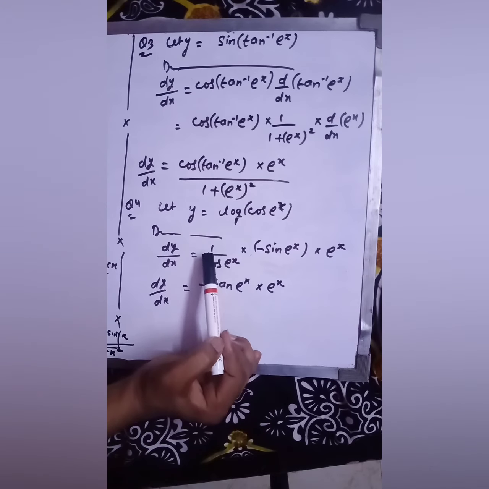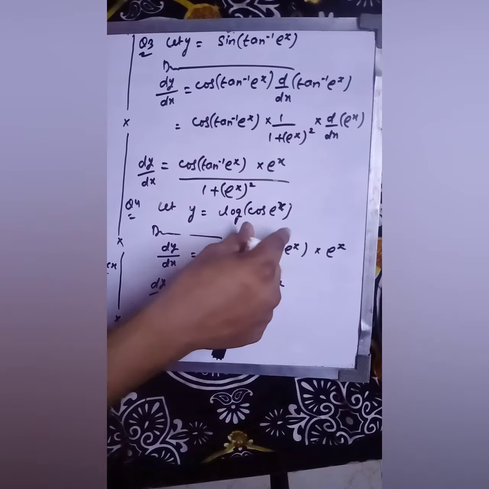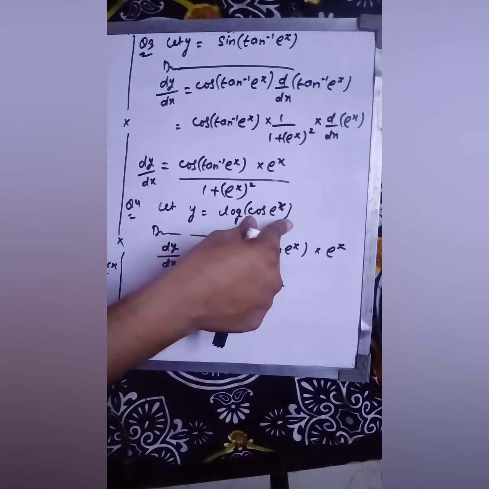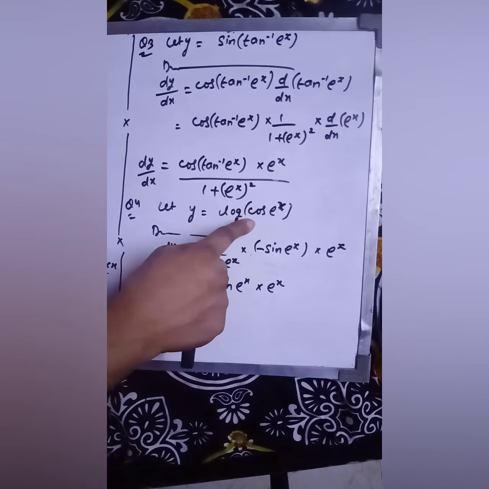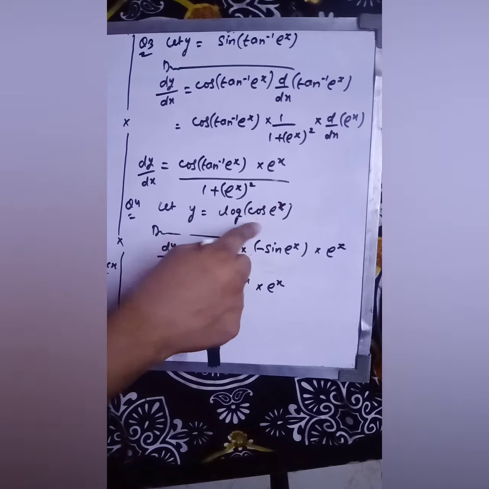Here I'm not showing dy by dx, I'm just directly finding the derivative. The derivative of log into this angle. The derivative of log x is 1 by x. So this will be log, and this whole is not an angle, this whole is in the bracket of log.